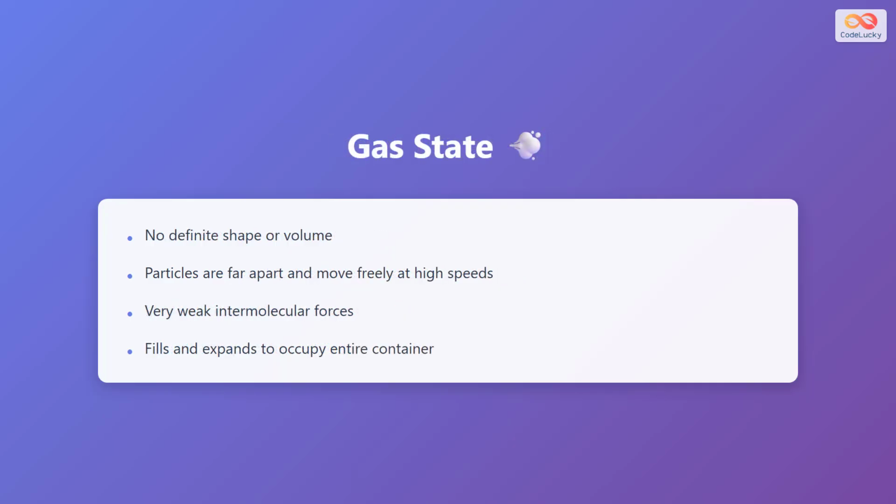The gas state is quite different. Gases have neither a definite shape nor a definite volume. A gas will expand to fill and occupy its entire container, no matter how large. In the gas state, particles are far apart from each other and move freely at high speeds in all directions. The intermolecular forces are very weak, almost negligible. Examples of gases include oxygen, nitrogen, carbon dioxide, and water vapor.